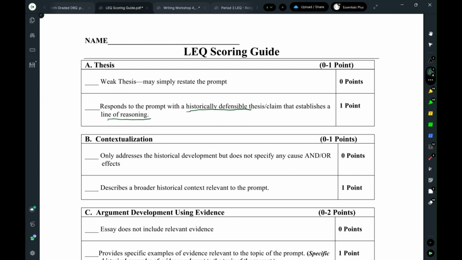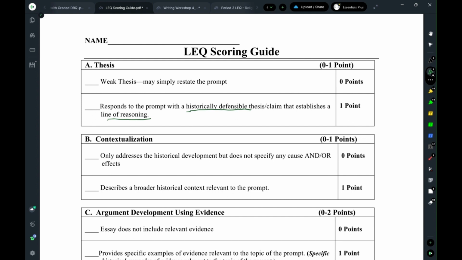Your thesis has to be in the first paragraph. It's either in the first paragraph or the last paragraph. If you say it somewhere in the middle, I can't take it. There are no points there. It doesn't matter if it's the best thesis in the world. It has to be in the opening paragraph or the closing paragraph.